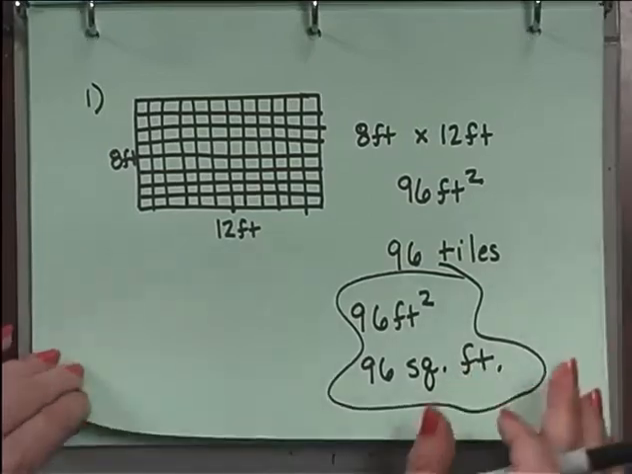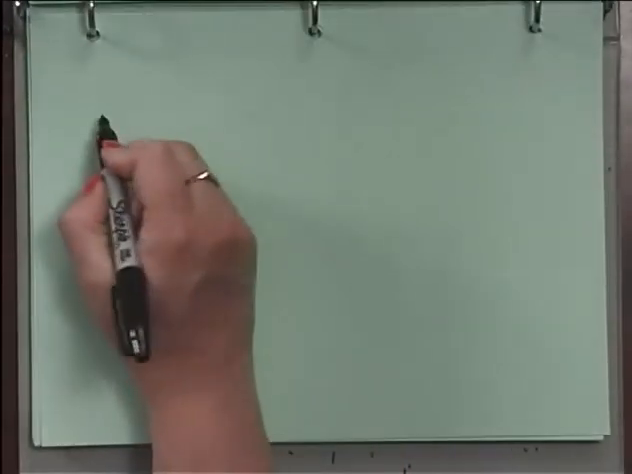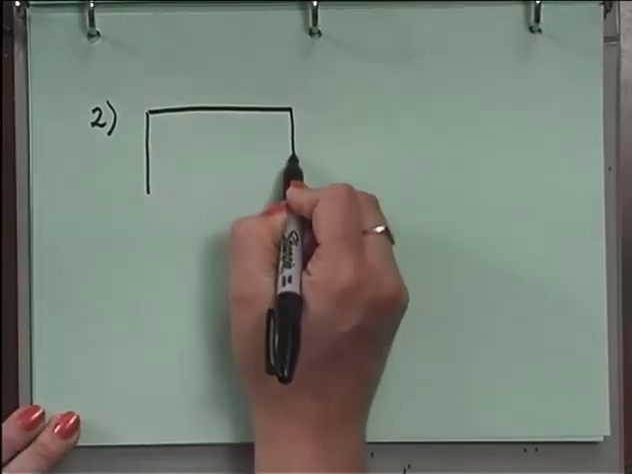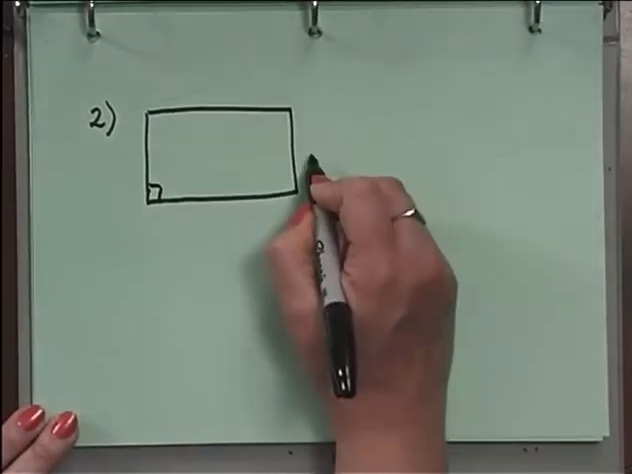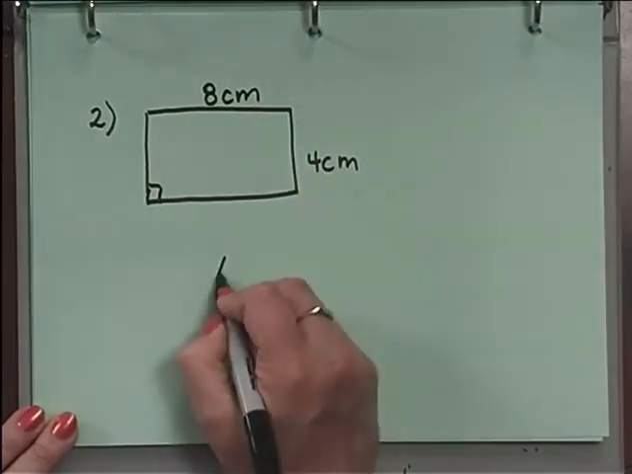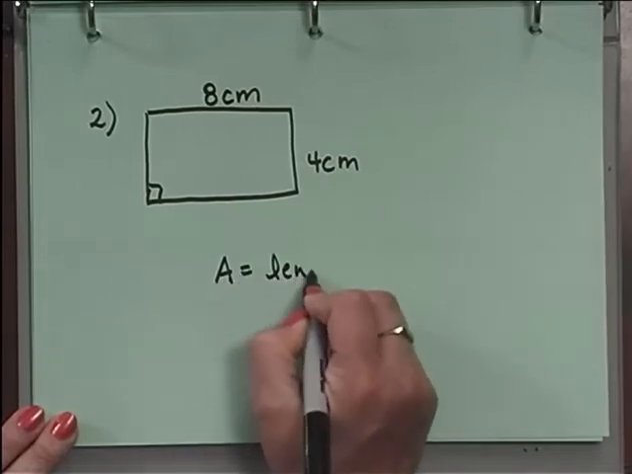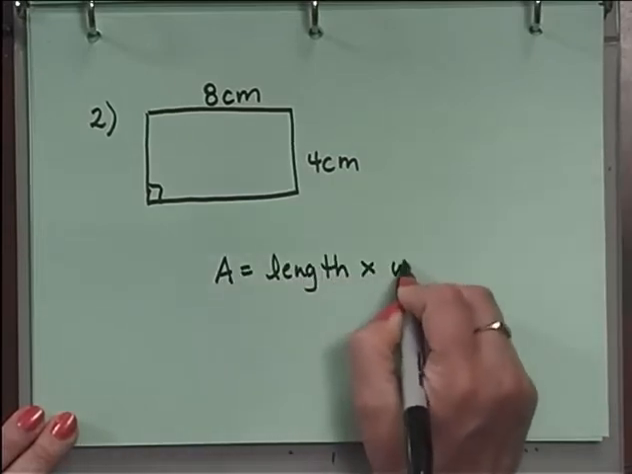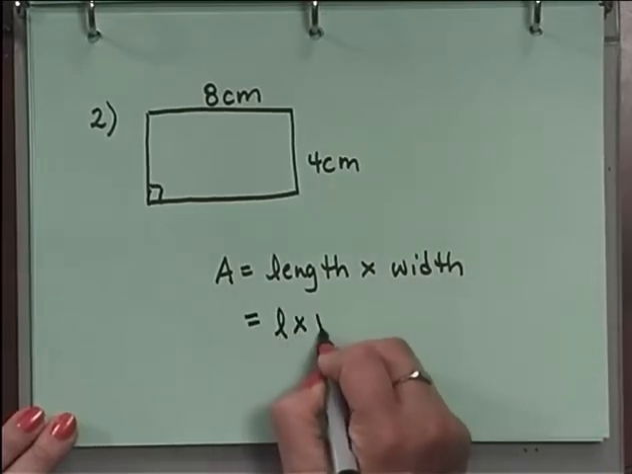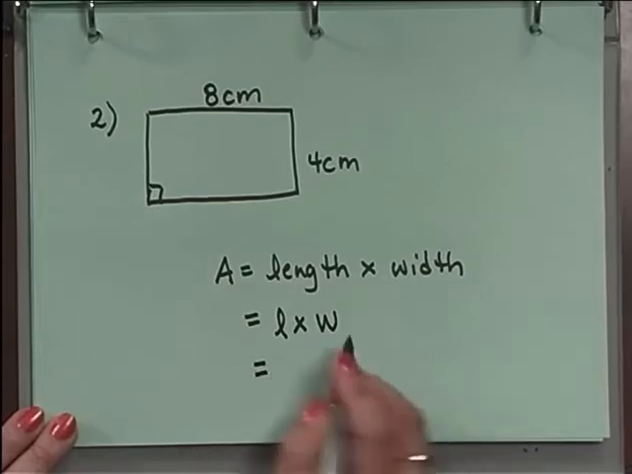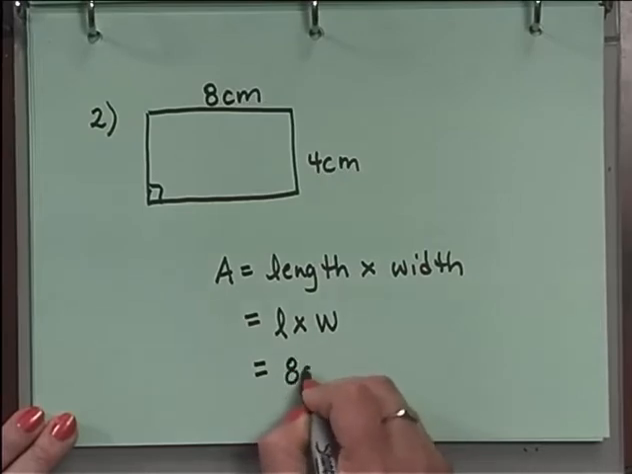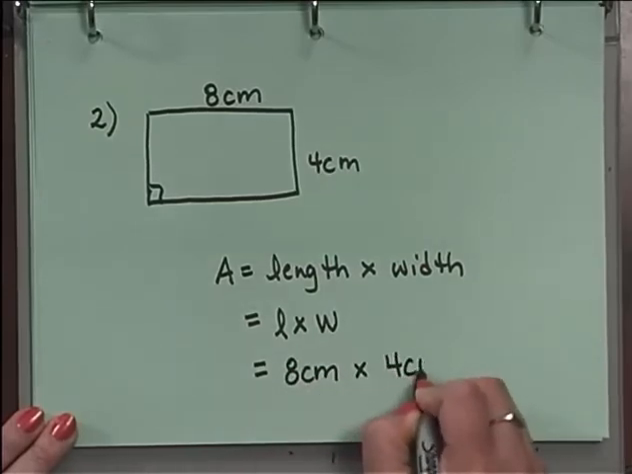Look at example 2. In example 2 it says, what is the area of this rectangle? You have a rectangle that is 4 centimeters by 8 centimeters. Well, to find the area of a rectangle, we simply take the length and multiply that by the width. But rather than writing out length and width all the time, we just use the letters L and W. L stands for length, W stands for width. The length is 8 centimeters. The width is 4 centimeters.